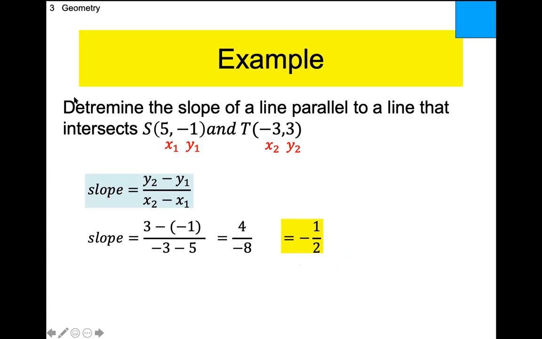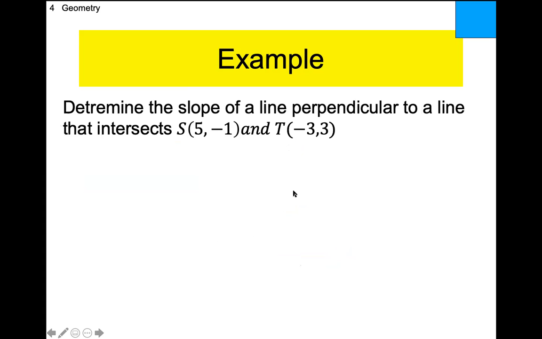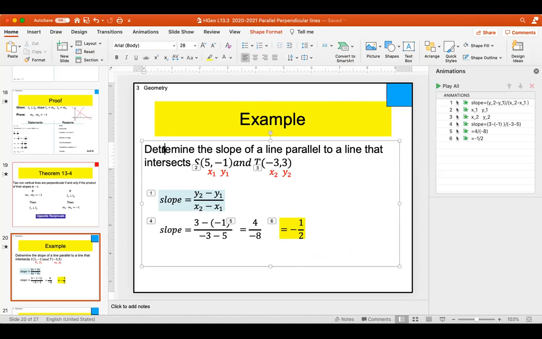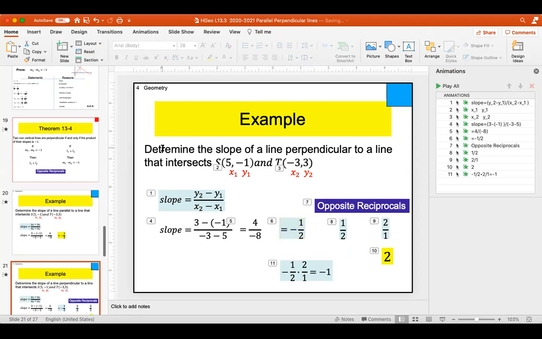Oh, that bothers me that it says determine. Both of my questions say the same thing, determine. Why isn't it an underline? All right.